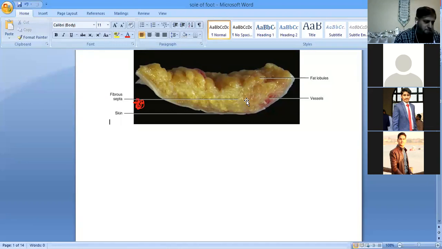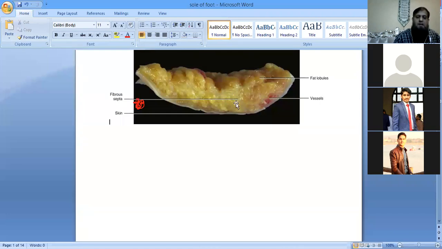Is it clear, ji? ठीक है? So the subcutaneous tissue of the sole of the foot is basically fibrous. Fibrous किस लिए होता है? Due to these skin ligaments, specialized skin ligaments called the fibrous bands, which are going to divide the fat into compartments, and those compartments are the shock absorbers.